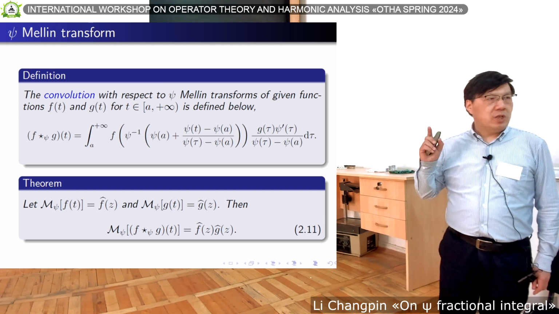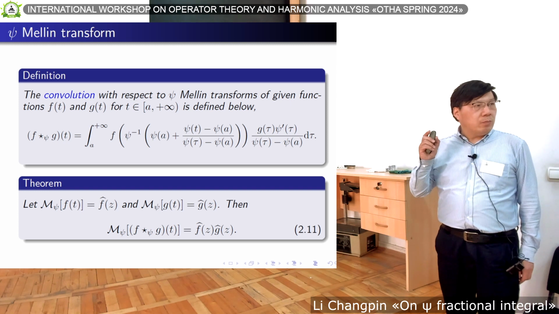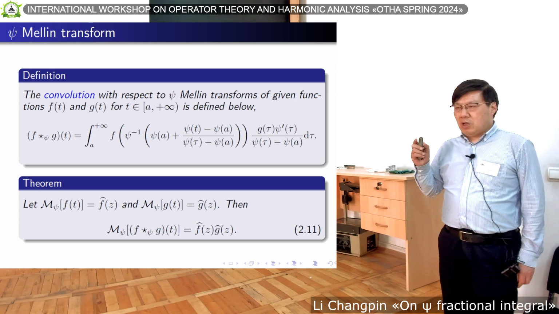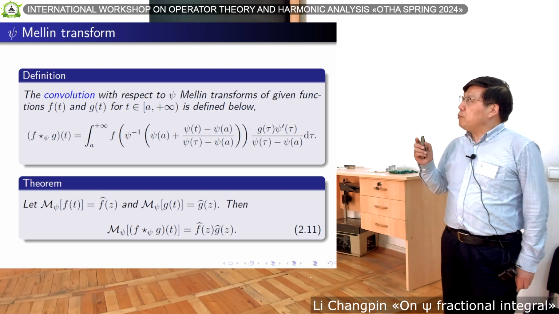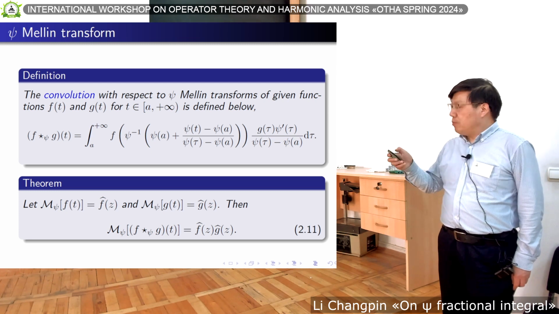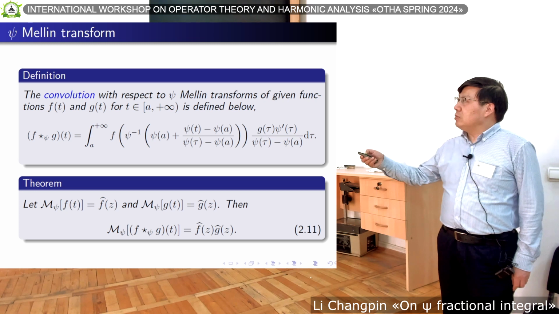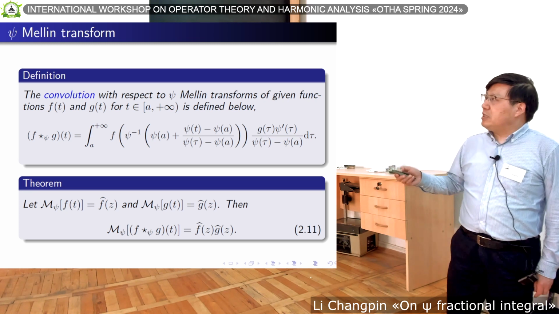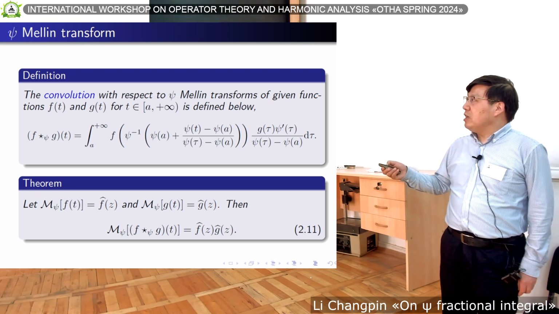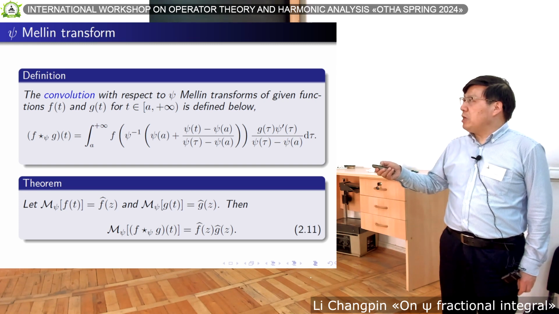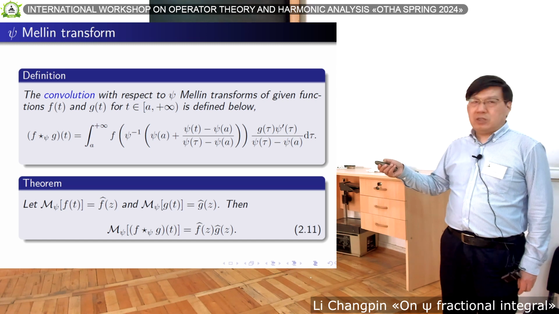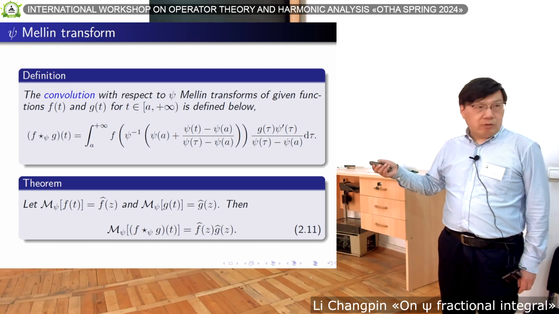We can also define the convolution with respect to the precise Mellin transform, like this. This is the convolution. This is the Mellin transform of f(t) and the Mellin transform of g(t). Then the Mellin transform of the convolution is a typical product of the Mellin transforms.